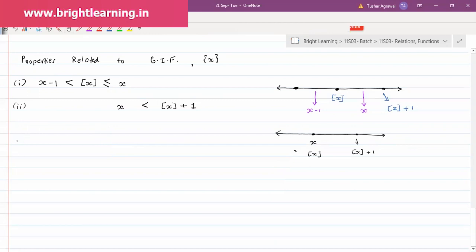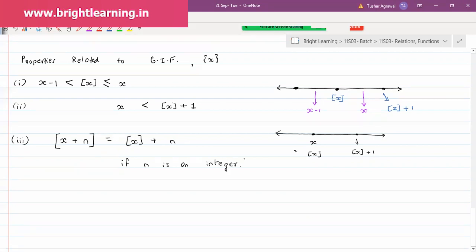Now the third property: the step function of x plus n is equal to step of x plus n, if n is an integer.